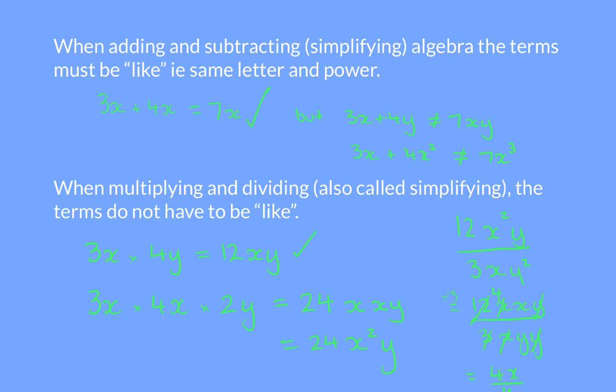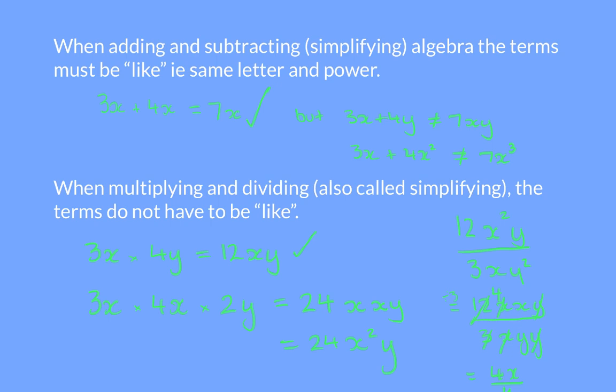So for example, 3x plus 4x equals 7x. We can do that because we've got 1x. But 3x plus 4y does not equal 7xy. And 3x plus 4x squared does not equal 7x cubed.